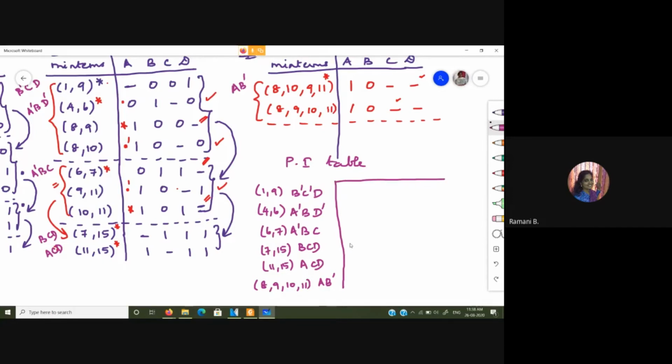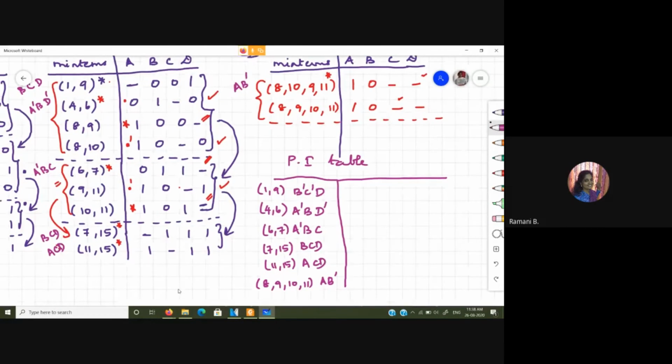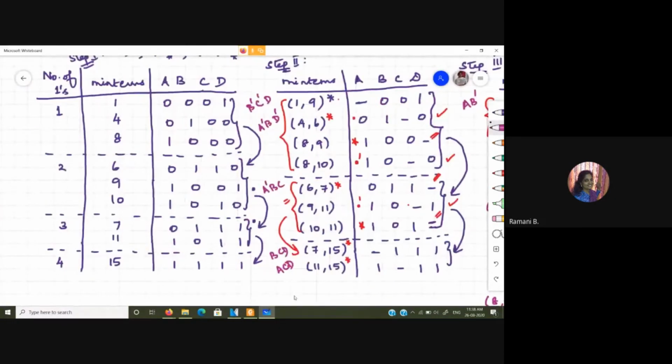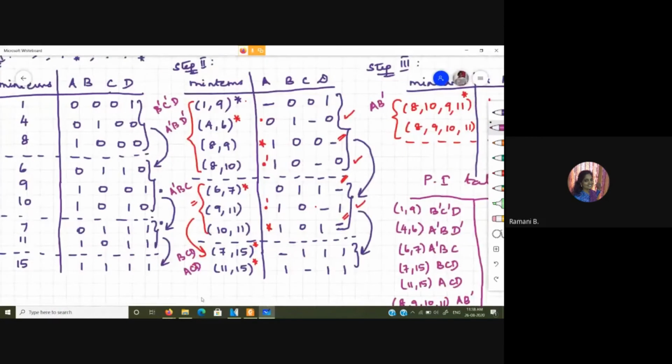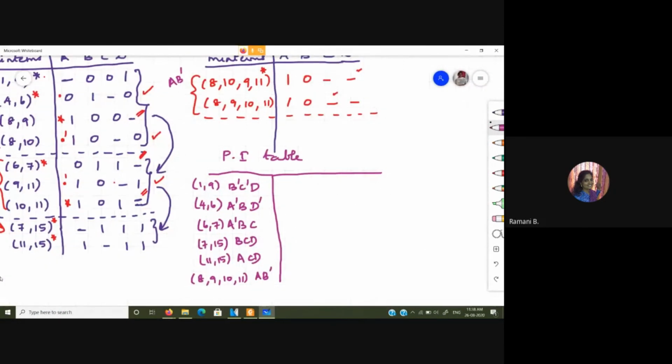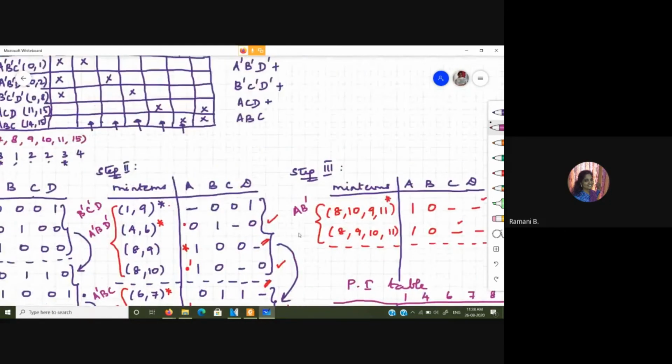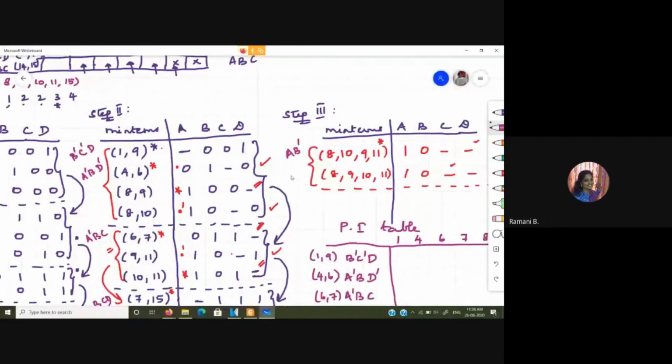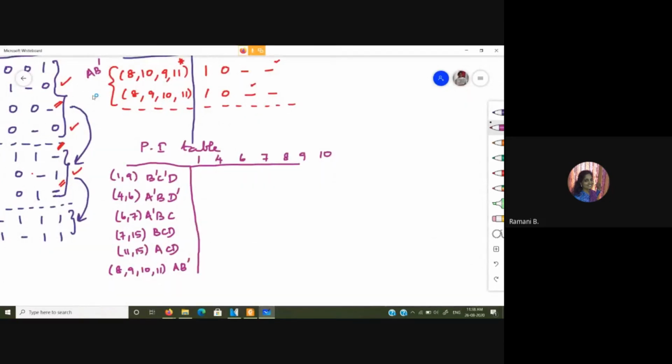Next we need to check the actual minterms. So the actual minterms are 1, 4, 6, 7, 8, 9, 10, 11 and 15.